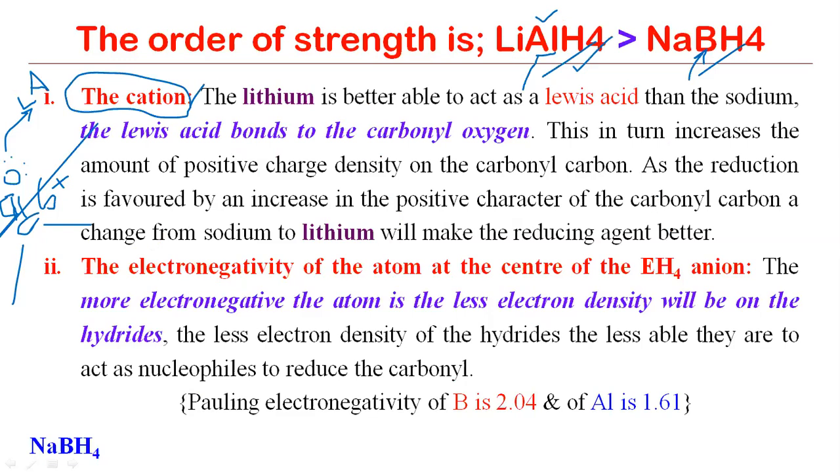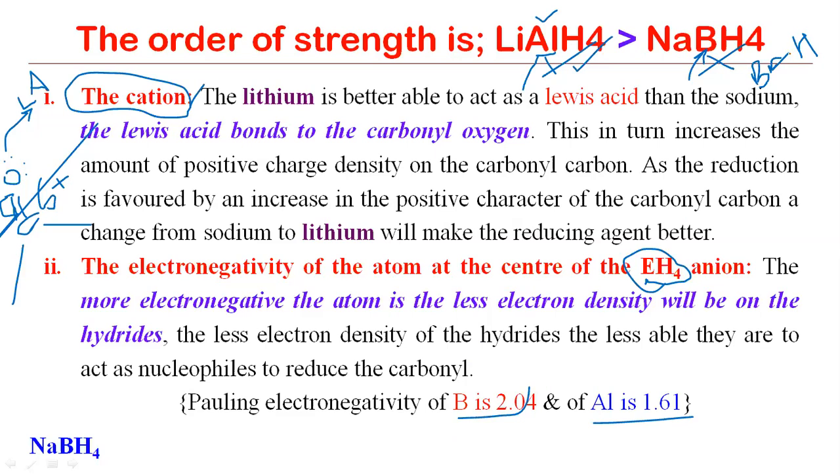The second reason is when we discuss these EH4 anions, where E stands for an electronegative atom. Here we have AlH4, and here we have BH4. When we compare the electronegativity of aluminum and boron, we find that boron has an electronegativity of 2.04, and aluminum has only 1.61. So boron is more electronegative as compared to aluminum. So once we discuss the bonding pattern of boron and hydrogen, the covalent bond is shifted more towards the boron as compared to hydrogen.